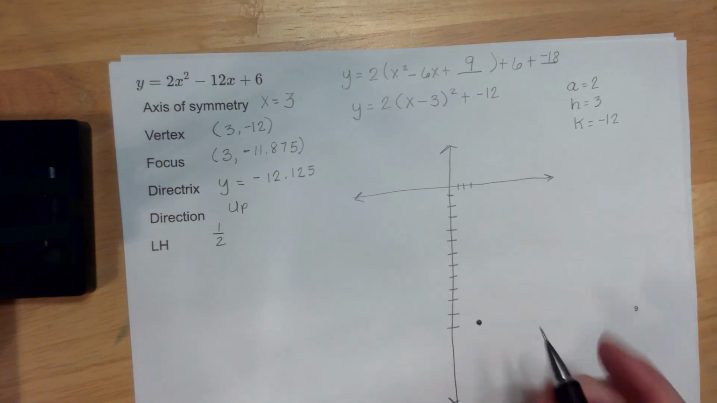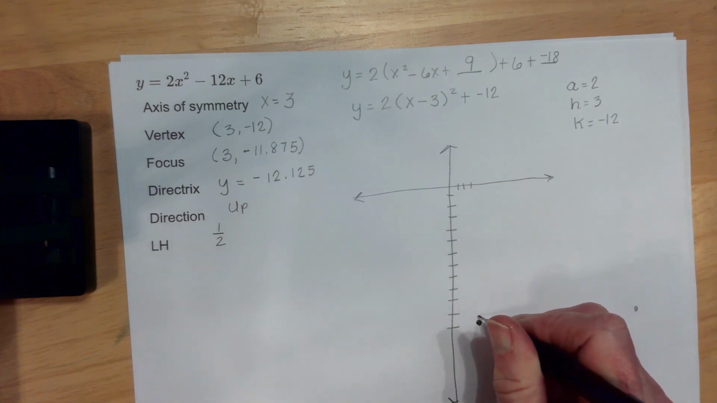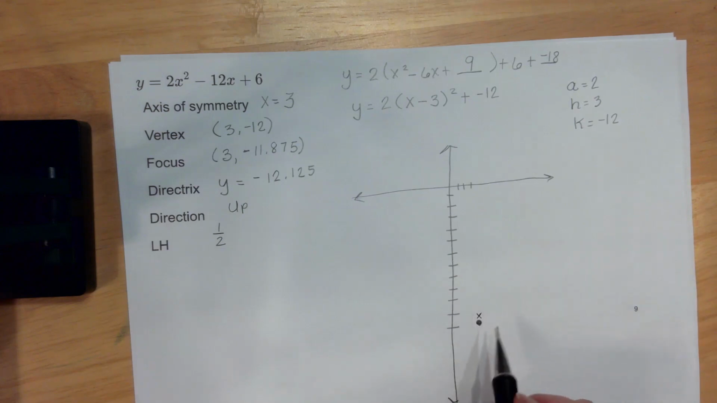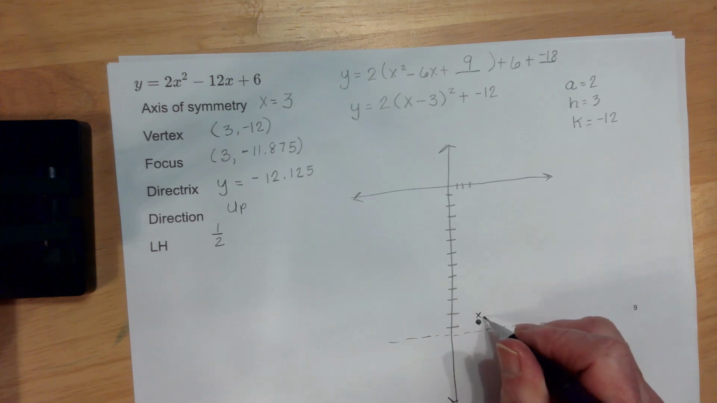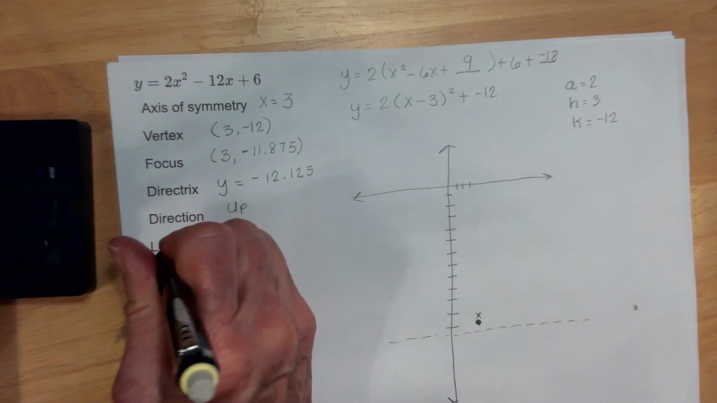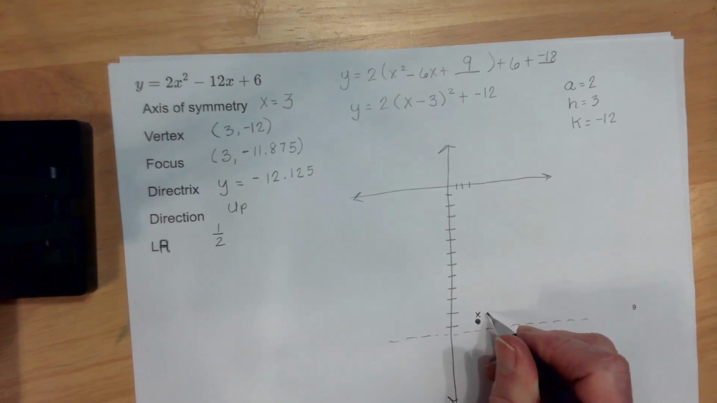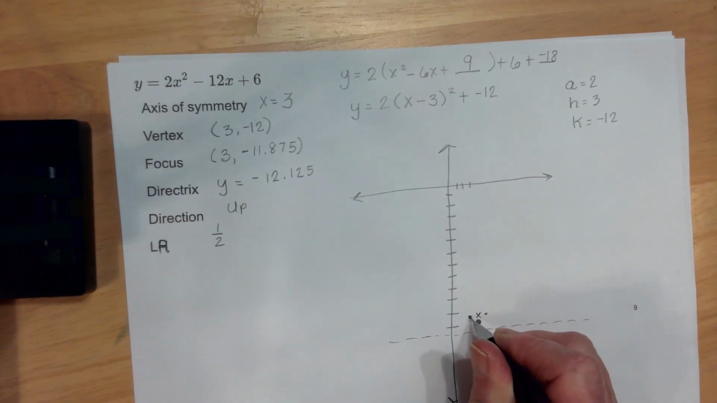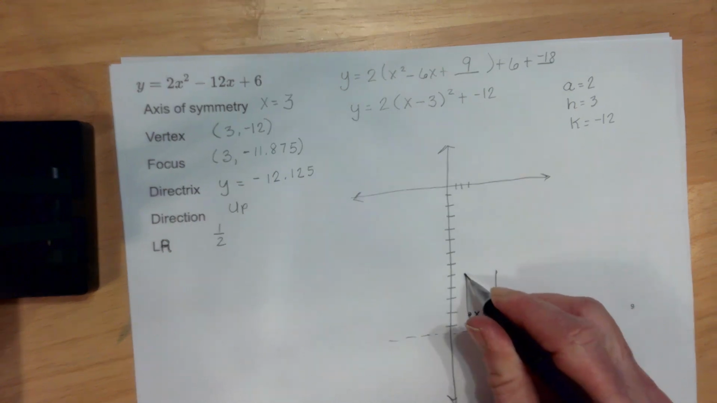Now you know it's going to open up. The focus is 3, negative 11.87. So it's just a little short of that. My directrix is negative 12.125. So it's on the other side. Again, I didn't draw my axis of symmetry. And then I'm going to go half of the latus rectum, LR, not LH. I'm going to go 1/4 to the right of that focus and 1/4 to the left of it. I often make my focus an X. And then I'm going to draw my parabola.